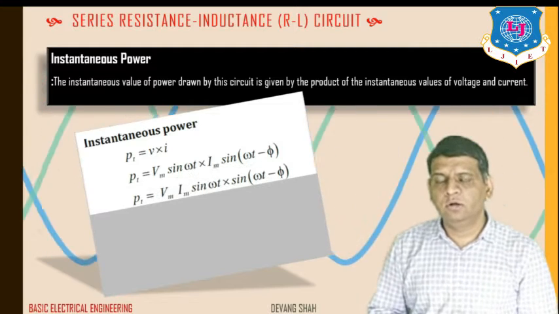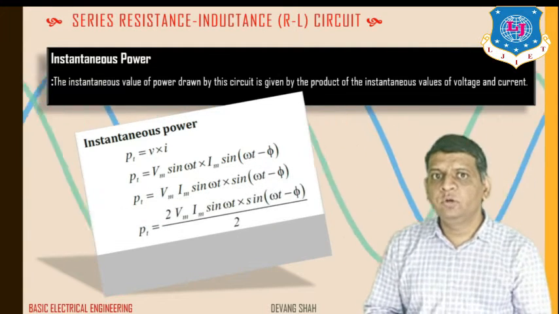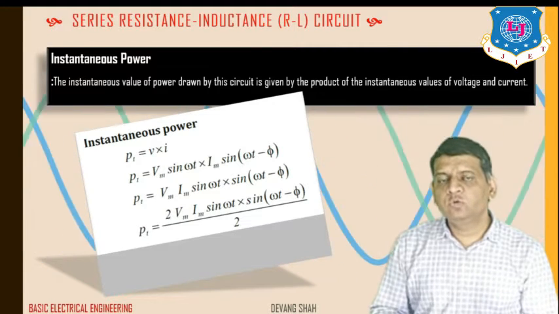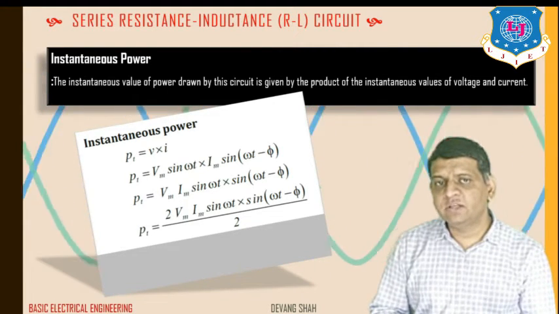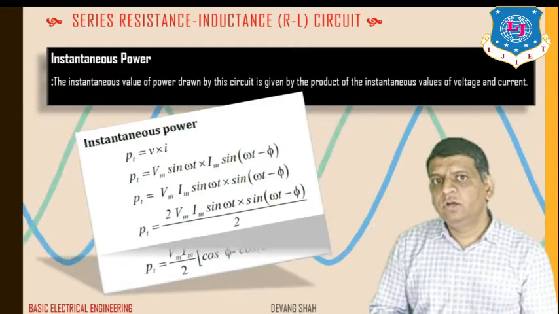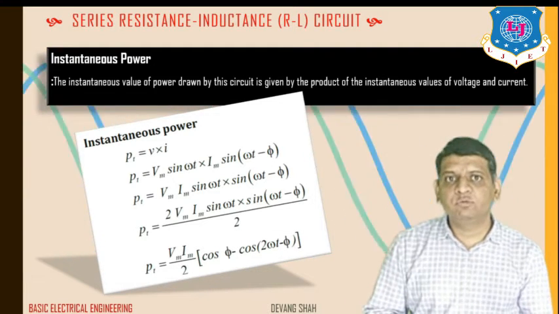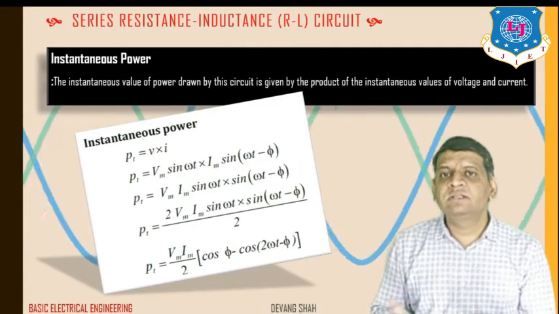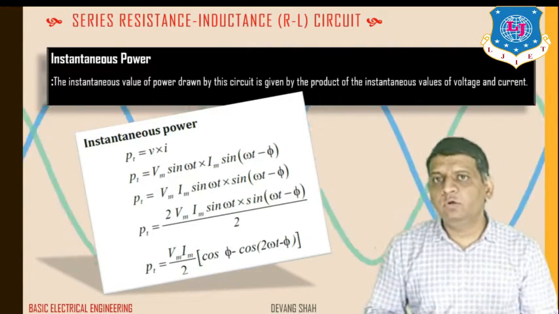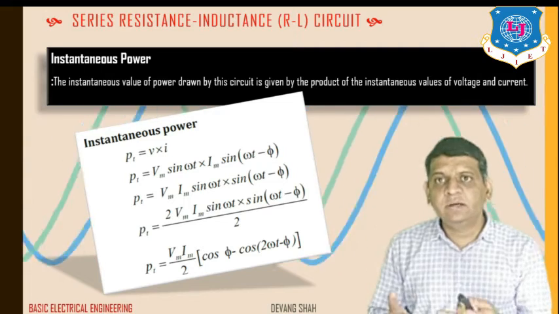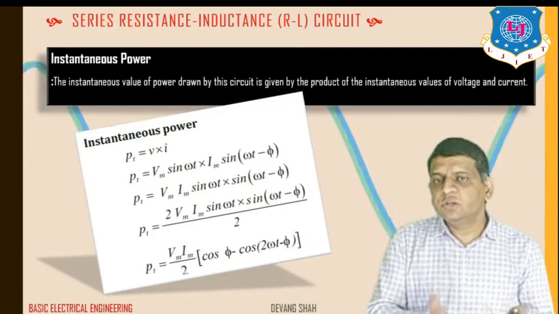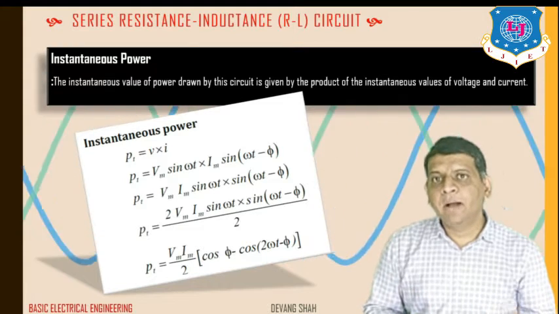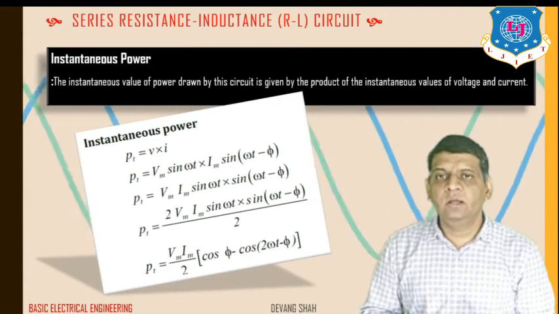So once you multiply these two terms, you can find p(t) equal to 2 Vm Im sin ωt sin(ωt − φ)/2. Here you will see 2 sin A sin B, which you can convert using the trigonometric identity cos(A − B) − cos(A + B). From this you can find the instantaneous power p(t) equal to Vm Im by 2 into [cos φ − cos(2ωt − φ)].